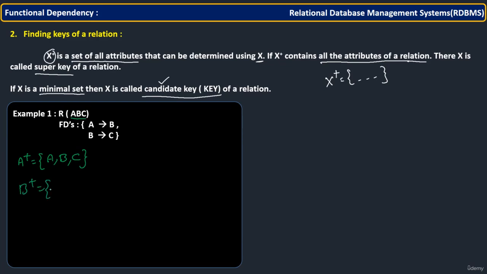Now find B closure also. Is B deriving all attributes? B itself, and B deriving C, and no other attribute. Because it is not deriving all attributes, B is not a candidate key. Next, if you try C closure, C is deriving C only. Nothing else, because there is no C in the LHS part. So let it be.